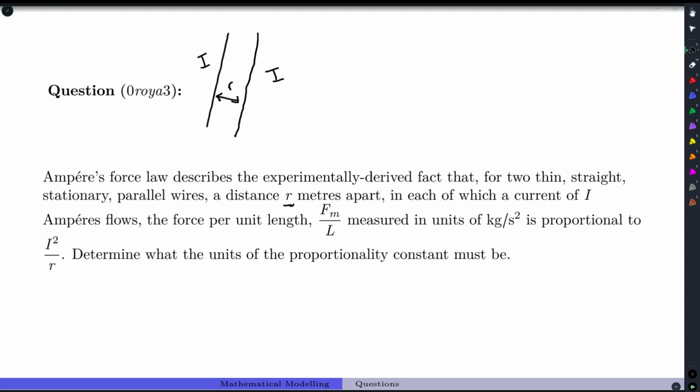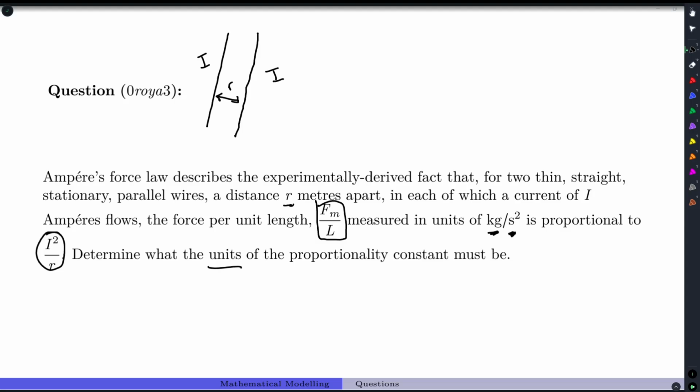In which a current of I amperes flows, the force per unit length, which they are giving me, they're actually giving me force and then per length, which is fine, measured in units of kilograms per second squared, is proportional to I squared over r. Determine what the units of the proportionality constant must be.